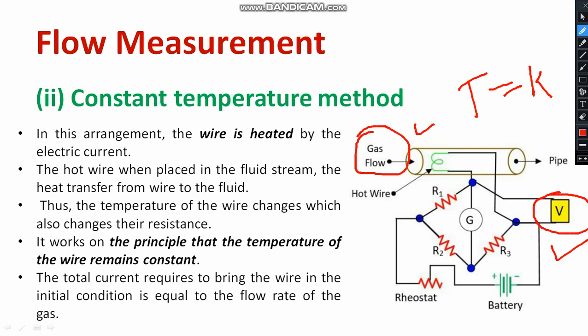In this arrangement, the wire is heated by the electric current. When the hot wire is placed in the fluid stream, heat is transferred from the wire to the fluid. Thus the temperature of the wire changes with changes in the resistance. It works on the principle that the temperature of the wire remains constant. The total current required to bring the wire back to the initial condition is equal to the flow rate of the gas. How much voltage you applied to maintain the temperature constant is equal to the flow rate.